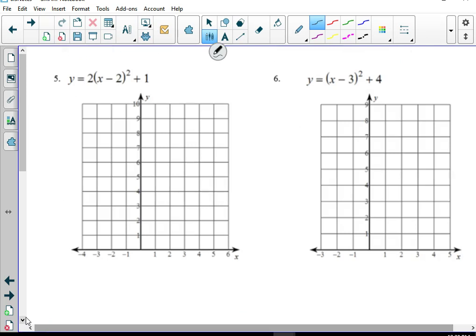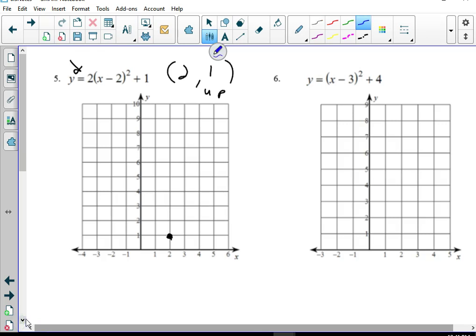So, what's my vertex? 2, 1. So I go here to 2 and here to 1. Okay? Is it wider or narrower? First off, is it up or down? Yeah. And 2 is going to make it narrower.